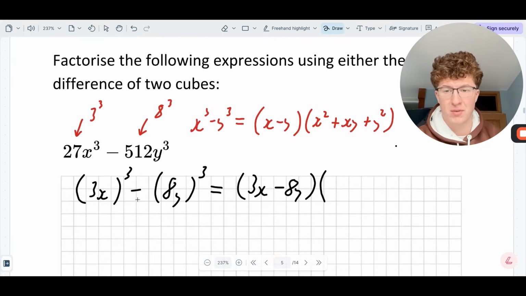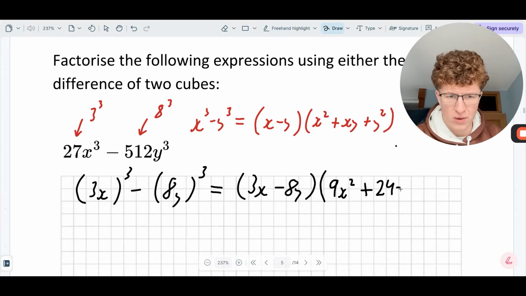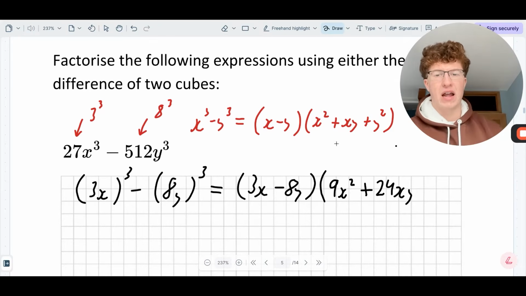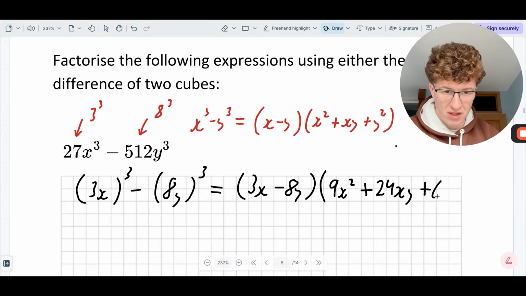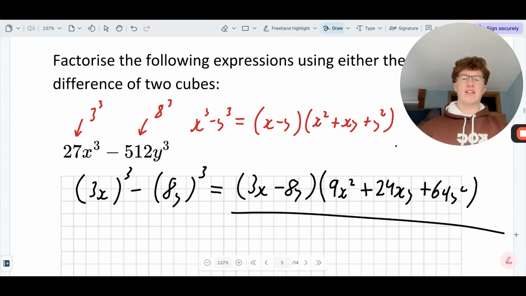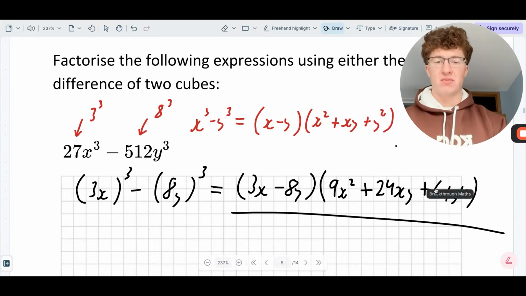So x squared is going to be 3x squared. That's going to be 9x squared. X times y, so 3x times 8y, is going to be plus 24xy. And then we're going to have the 8y squared, which is going to be 64y squared, like that. And that's our expression factorized using the difference of two cubes.